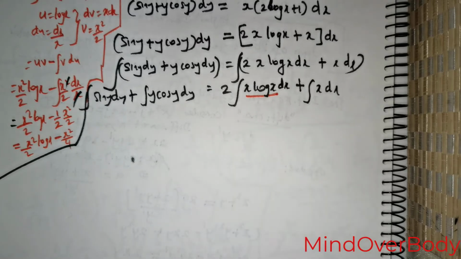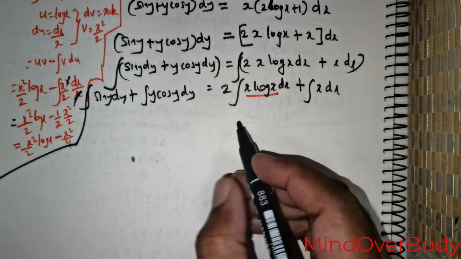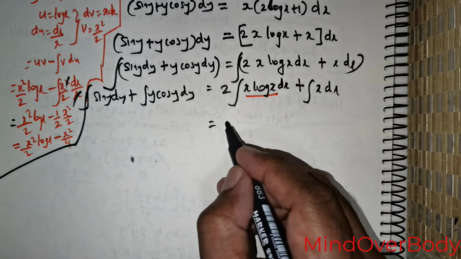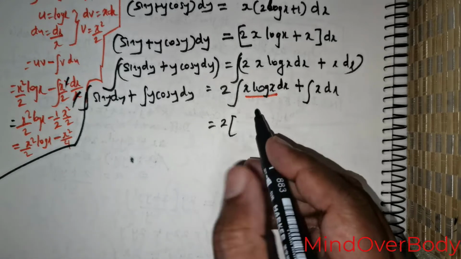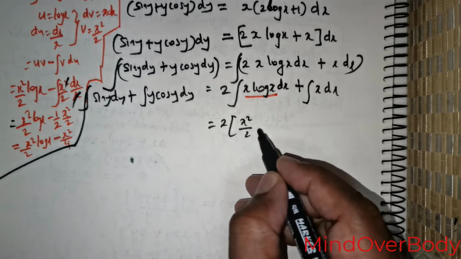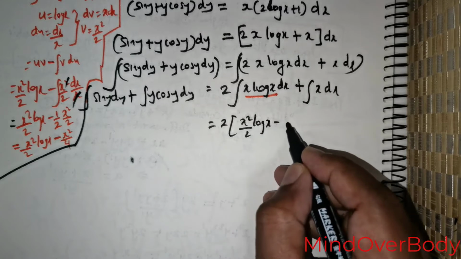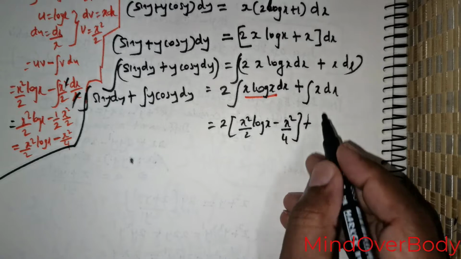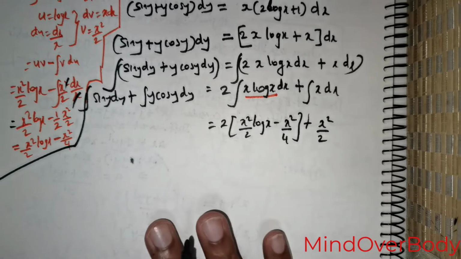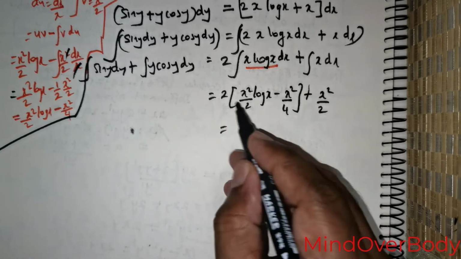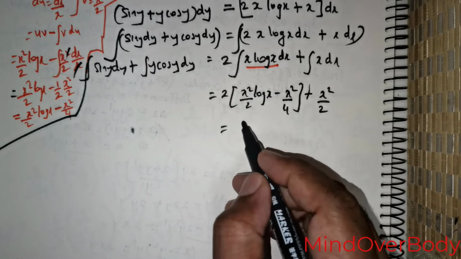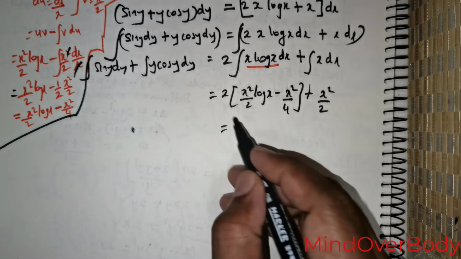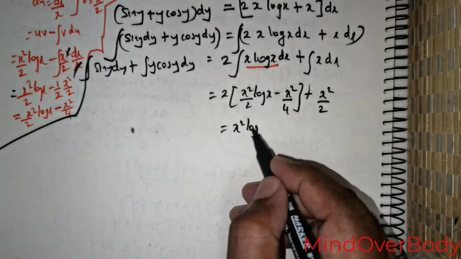So that's okay. I can take that and substitute it into the integral present here. This is going to be 2 times, we have integrated this, so x squared over 2 times log x negative x squared over 4. Integration of this is going to be x squared over 2. If I bring the 2 inside, the 2 and 2 can be cancelled, so I get x squared times log x.